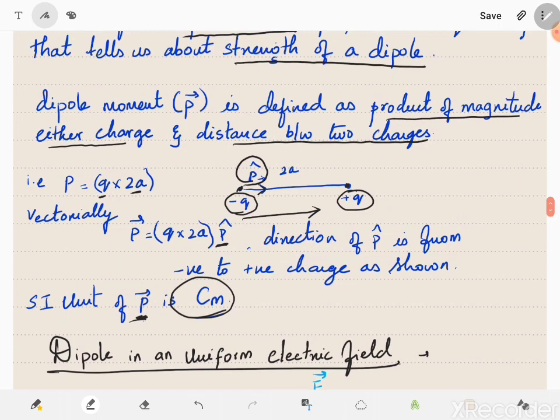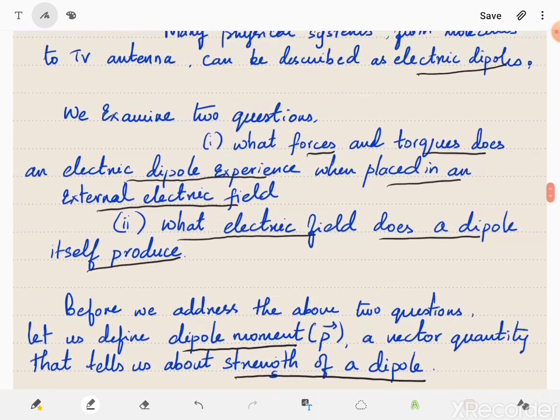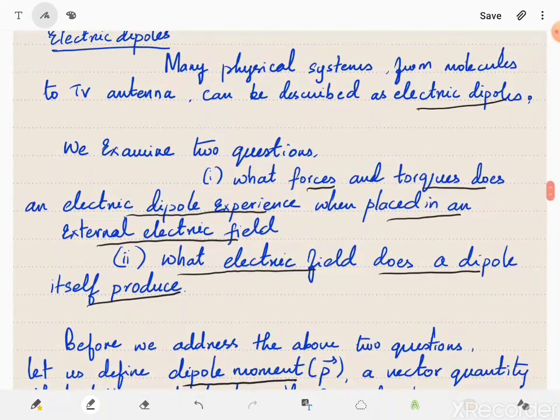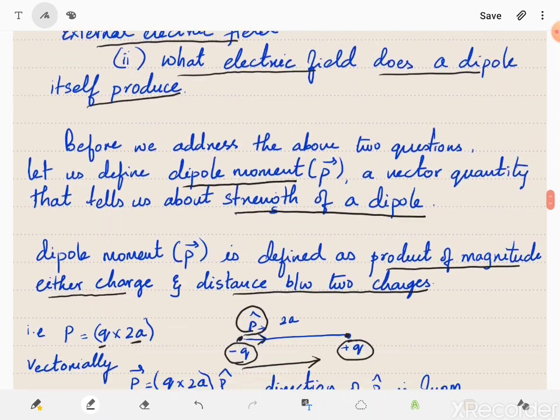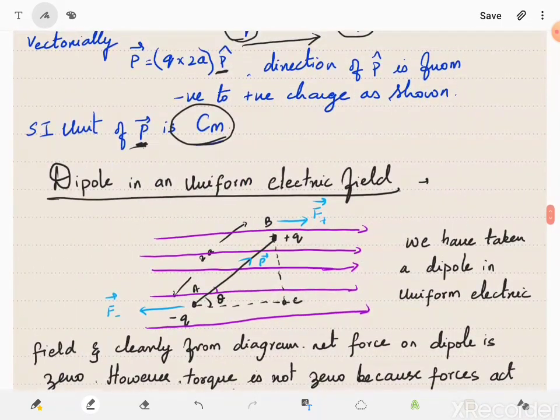Now, since we've defined the dipole moment vector, let us get back to the two questions that we would like to examine: the forces and torque that an electric dipole experiences when placed in an external field, and what kind of electric field a dipole itself produces. The first question that we would like to address is a dipole in a uniform electric field. From your board exam point of view, this is going to be asked for 3 marks. It's a 3 marker.